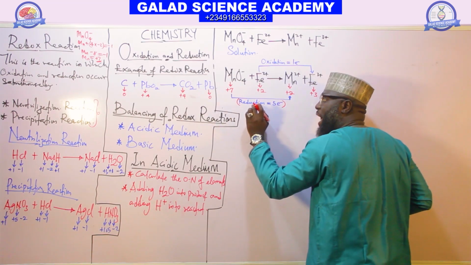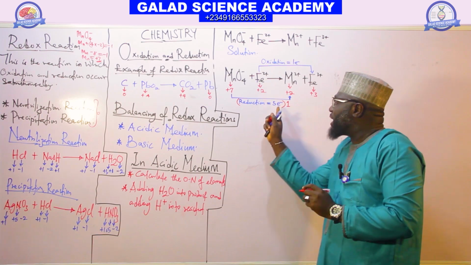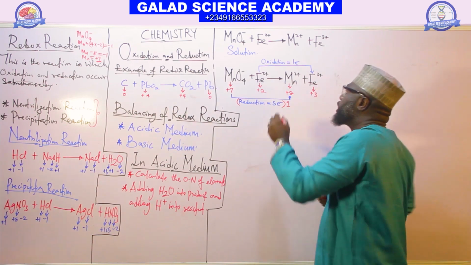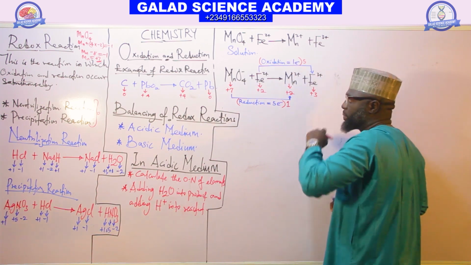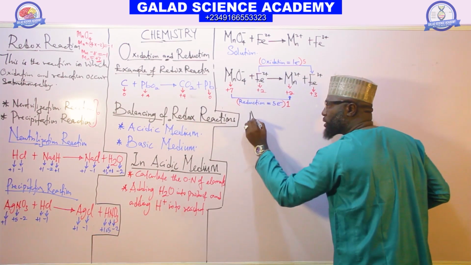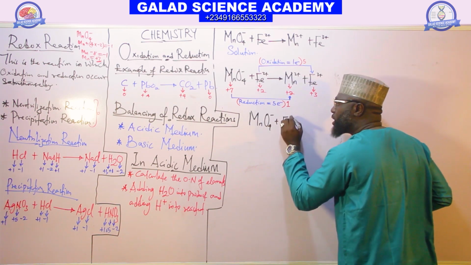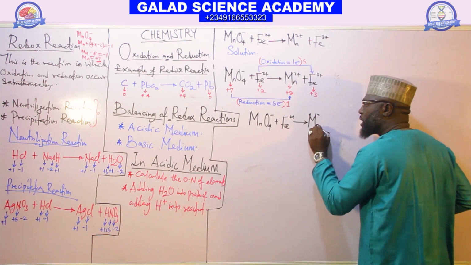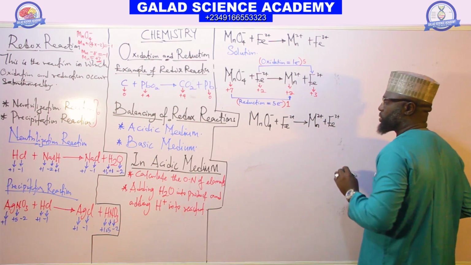the reduction element by that 1. The number of electrons by which reduction used to increase, which is 5, use it to multiply the oxidation element. Let us do it now. We have MnO4 minus plus Fe2 plus to give us Mn2 plus plus Fe3 plus.